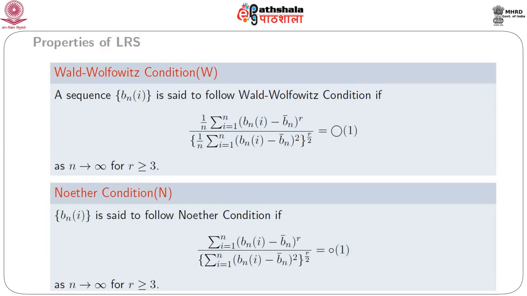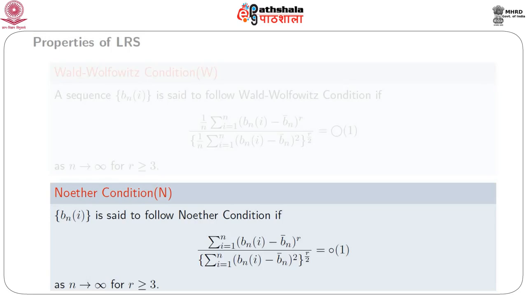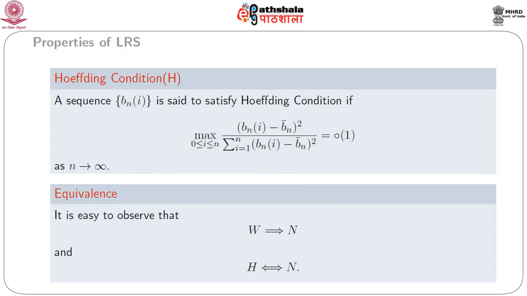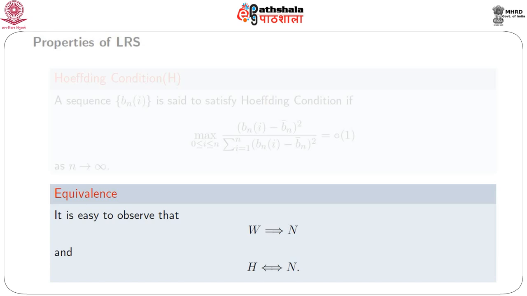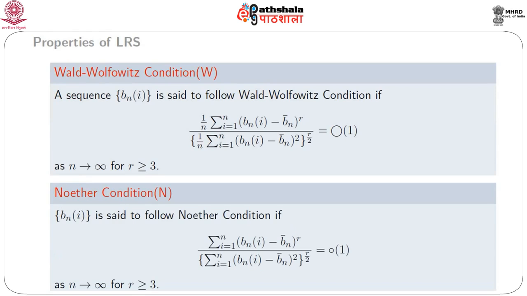Now, we shall discuss the asymptotic distribution of linear rank statistics. You can check our presentation that there are given some conditions, say Wald-Wolfowitz condition, Noether condition, and then Hajek condition. We have also seen that the Wald-Wolfowitz condition implies the Noether condition, and the Hajek condition is equivalent to the Noether condition.